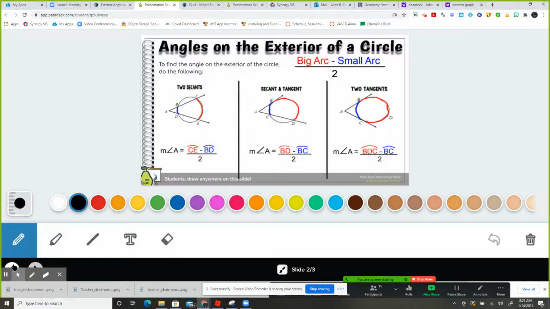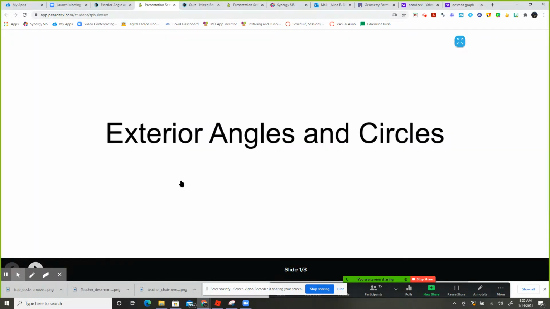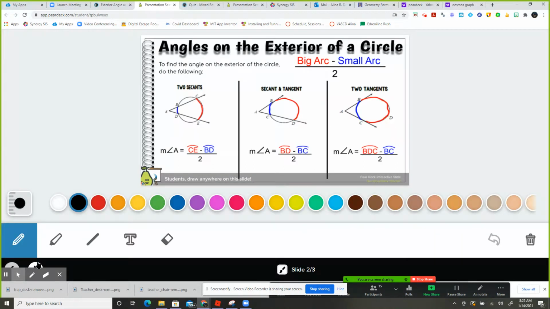Perfect. All right. So if you open up that Pear Deck, we're going to talk about exterior angles. This is kind of going to look a little bit like the ice cream cone thing, right? The ice cream cone we had on the outside, and we were looking for the sides of the ice cream cone. If I look at angle A, AB and BD of the ice cream cone are going to be the same. Here we're looking to try to find the angles.